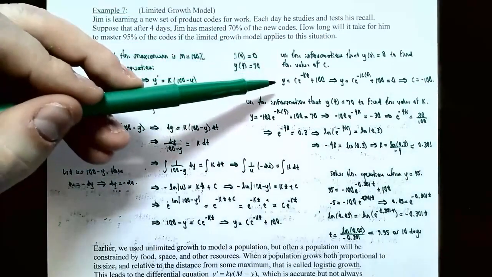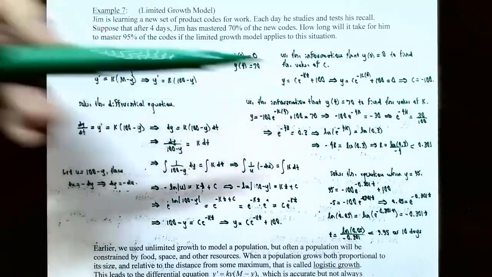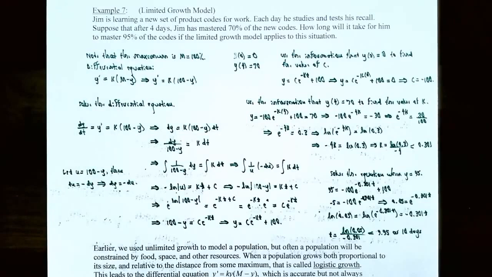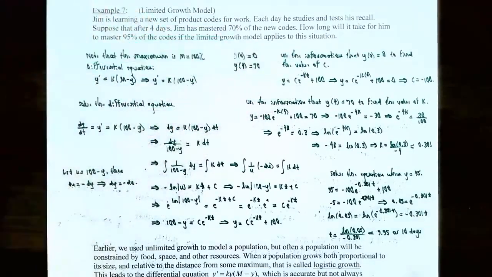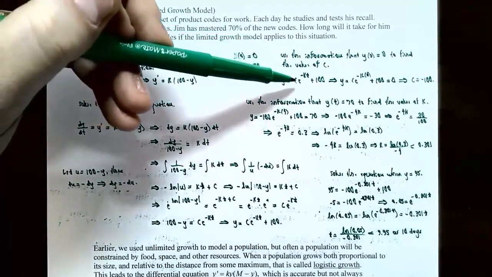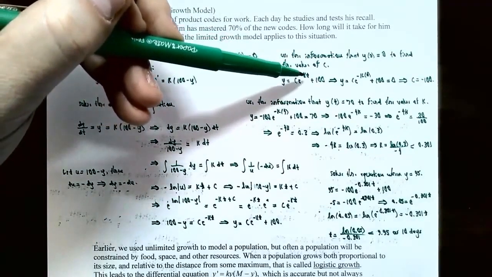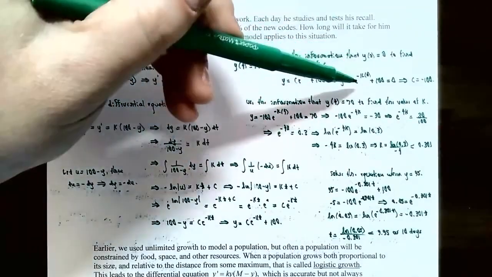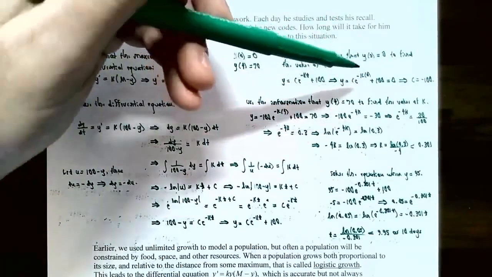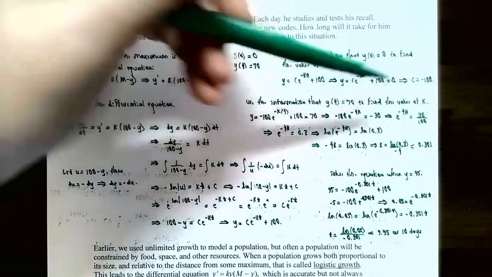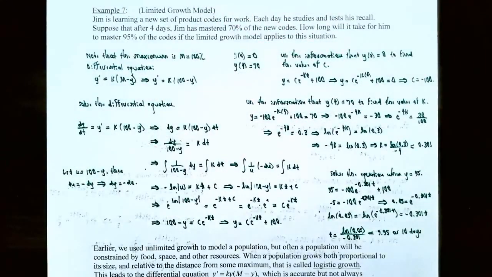So now that we know what the function is, y is equal to c times e to the negative kt power plus 100. If we plug in 0 for the value of t, we know that Jim has 0 codes memorized after 0 days. So 0 is equal to capital C e to the negative k times 0 plus 100. And so that will be e to the 0 power, which is 1. C times 1 is just c. And so c plus 100 is equal to 0. That gives you capital C is negative 100.